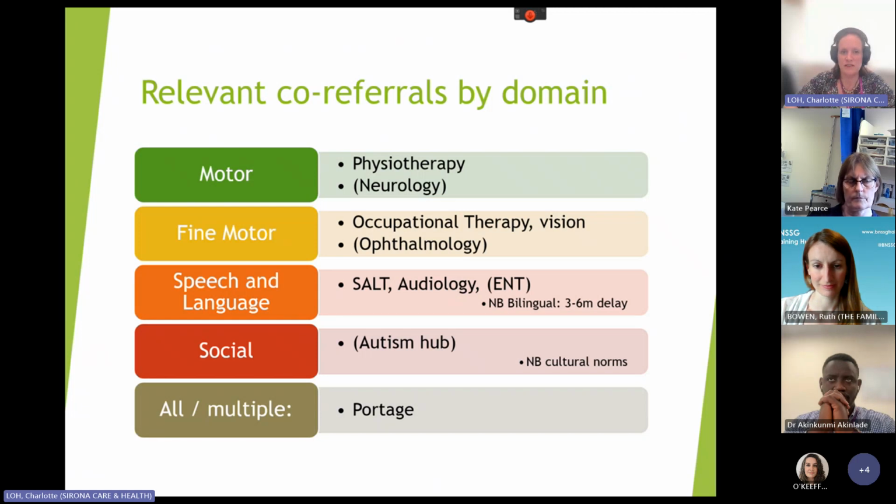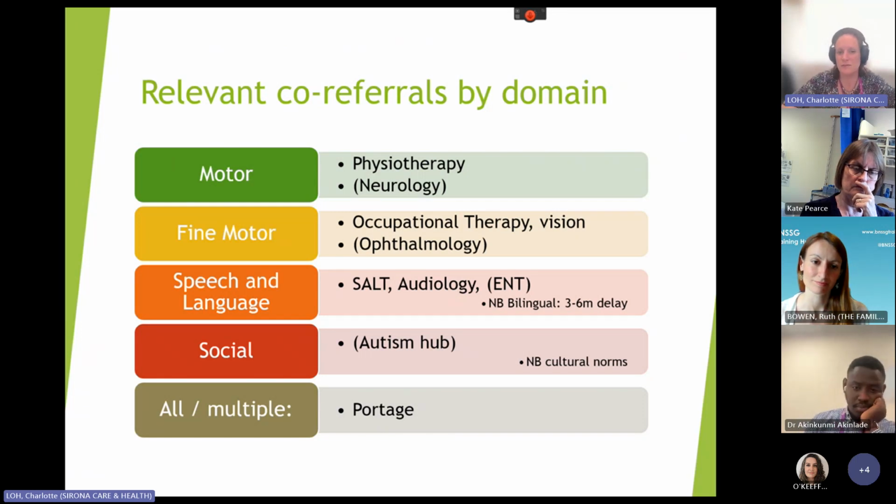Fine motor concerns, occupational therapy and vision check, so essentially ophthalmology, and the speech and language team. Always helpful to get a hearing test done on the child. Simple things to be excluded, and obviously if you've got any specific concerns, refer to ENT.